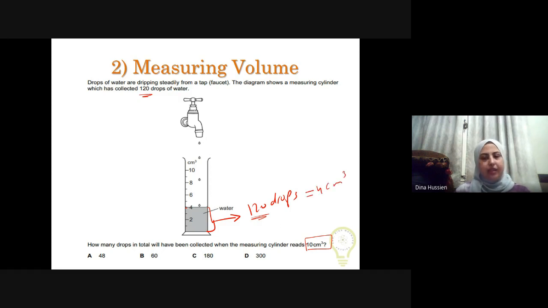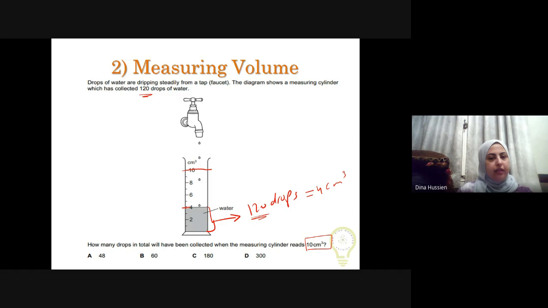Now he's asking if the measuring cylinder reads 10 centimeter cube. So the water level will be here, up to 10. He needs to know the amount of drops. How many drops do we have? Well, what can we do? We can work it out with some logic. I have 120 drops that reached 4.